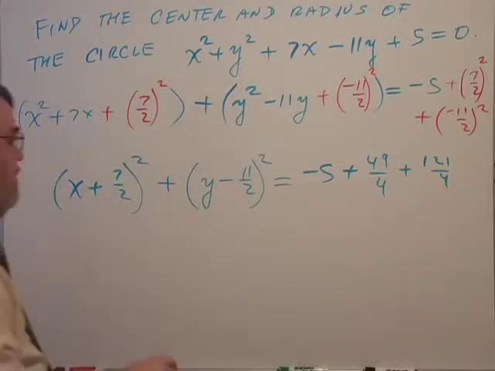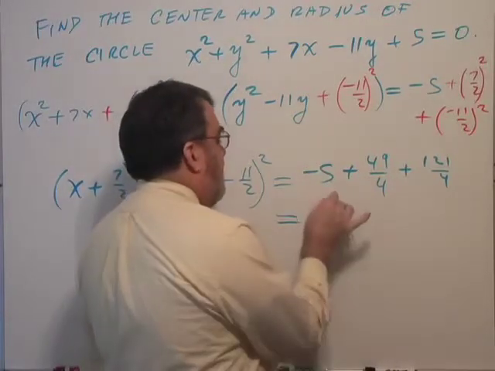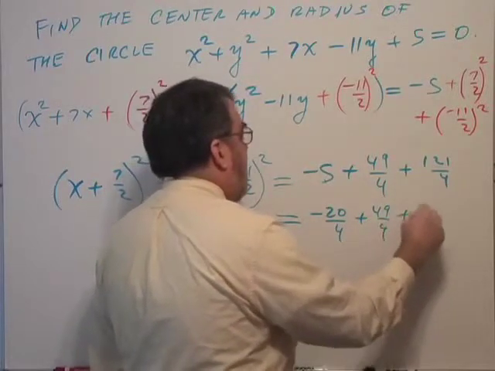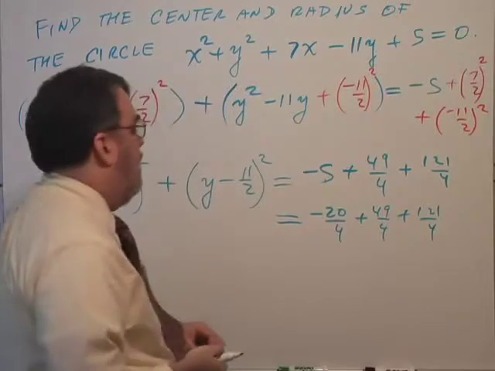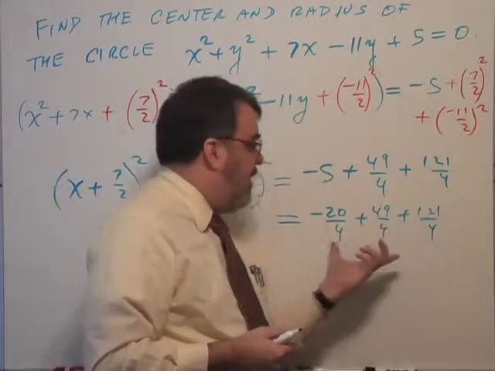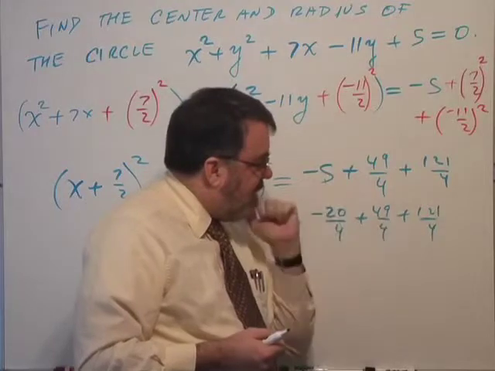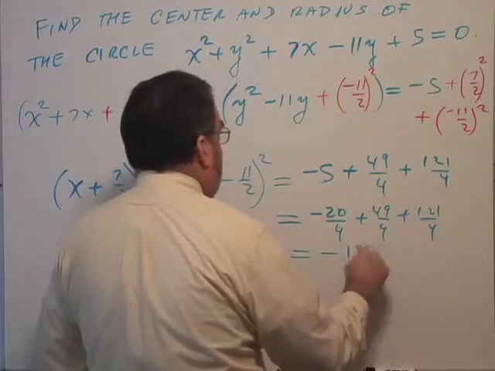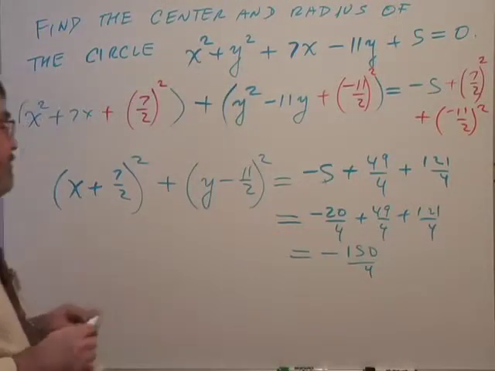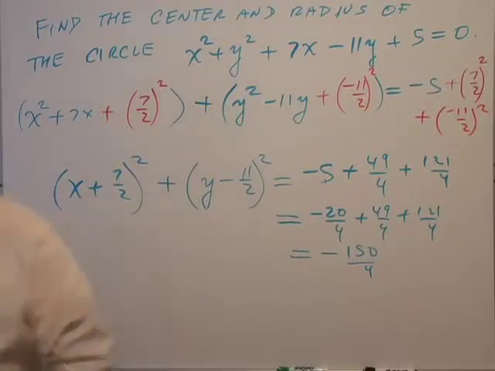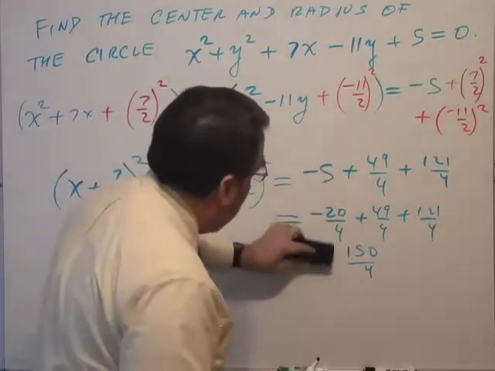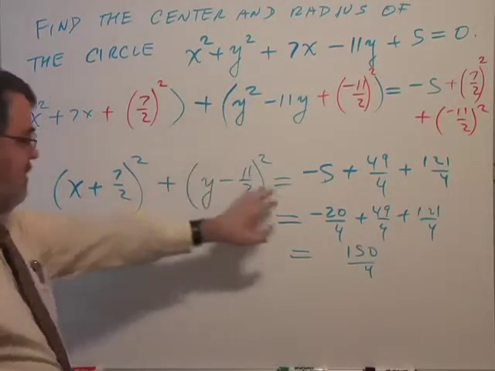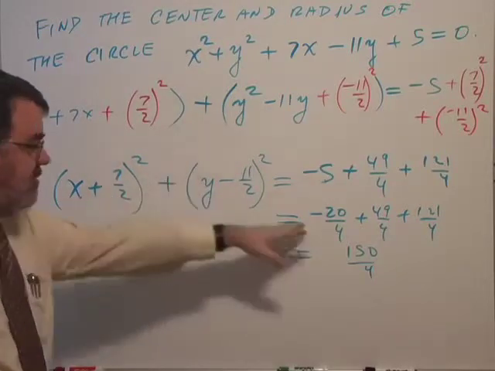On the right side, let's get common denominators. So to make this a fourth, it's minus 20/4 plus 49/4 plus 121/4. Okay, so same common denominator. 49 plus 121 is 170, minus 20 is 150, equals 150/4. Positive 150/4. Sorry about that. That is a positive number, not a negative. All right, so here's my equation of a circle written in the standard form.